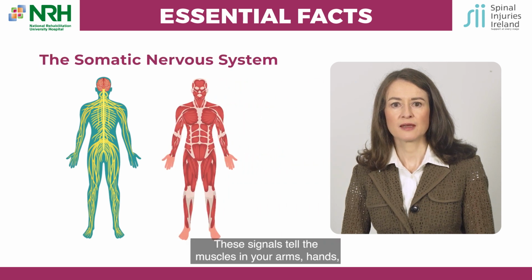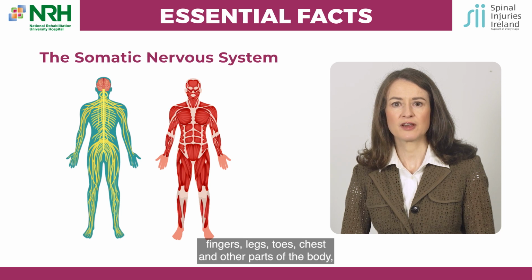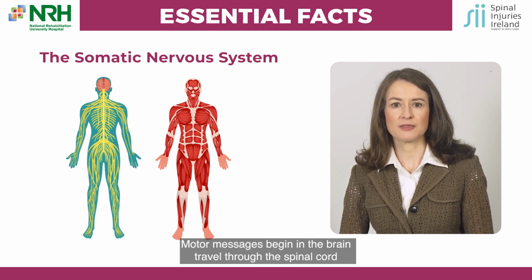Movement. These signals tell the muscles in your arms, hands, fingers, legs, toes, chest, and other parts of the body how and when to move. Motor messages begin in the brain, travel through the spinal cord and out through the spinal nerves to the rest of the body.